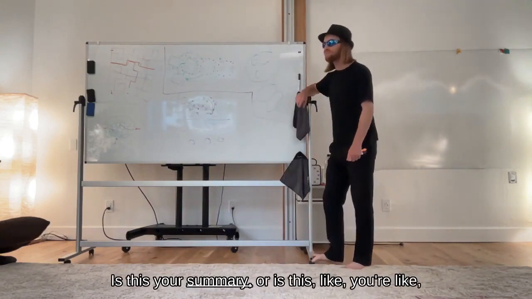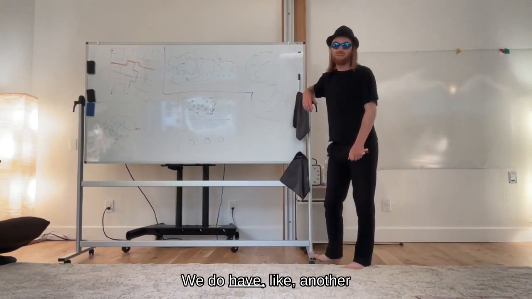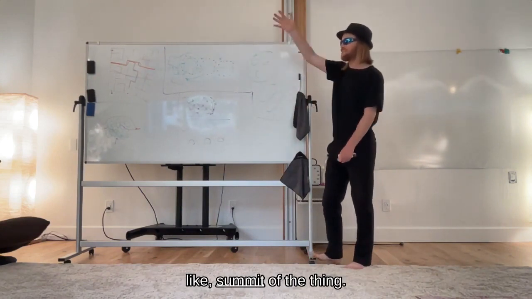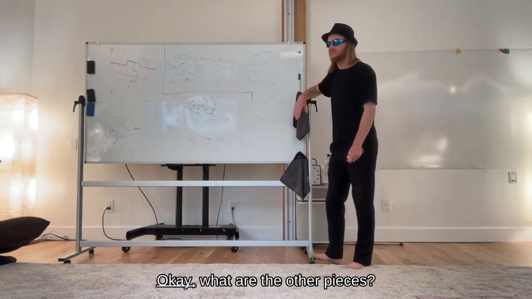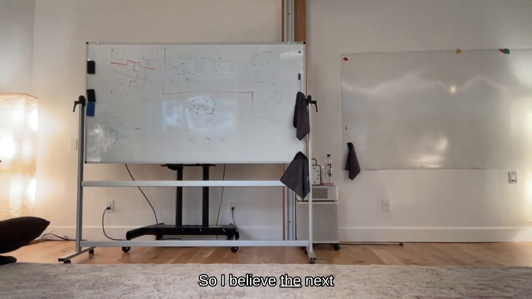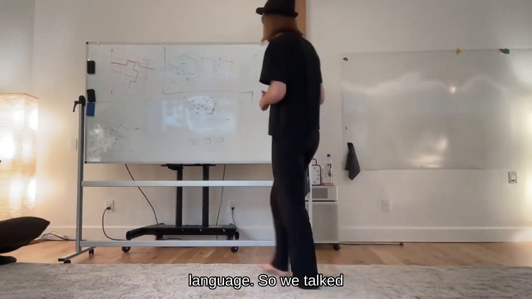Okay. Is this your summary, or is this what a mind is? We do have another few pieces, but this was definitely the summit of the thing. Okay. What are the other pieces? So I believe the next bit is talking about representation again, and then language.